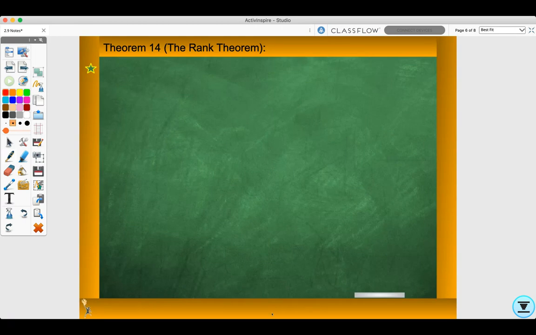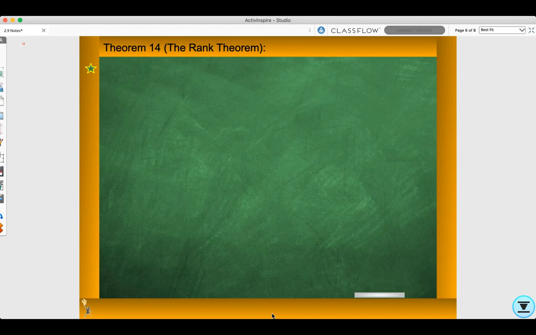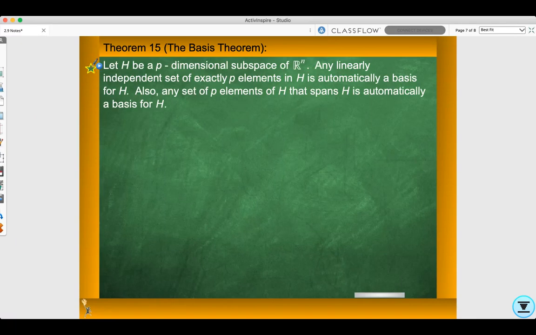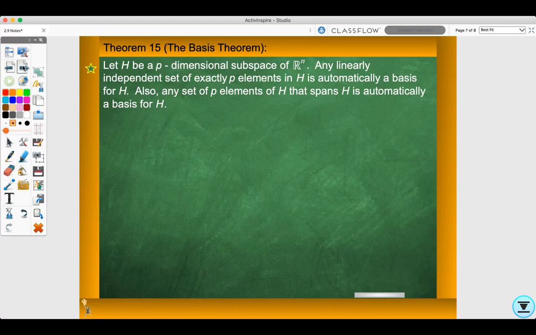Theorem 14, the rank theorem. If matrix A has n columns, then rank A plus dim Nul A equals n. Theorem 15, the basis theorem. Let H be a p-dimensional subspace of R^n. Any linearly independent set of exactly p elements in H is automatically a basis for H. Also, any set of p elements of H that spans H is automatically a basis for H.